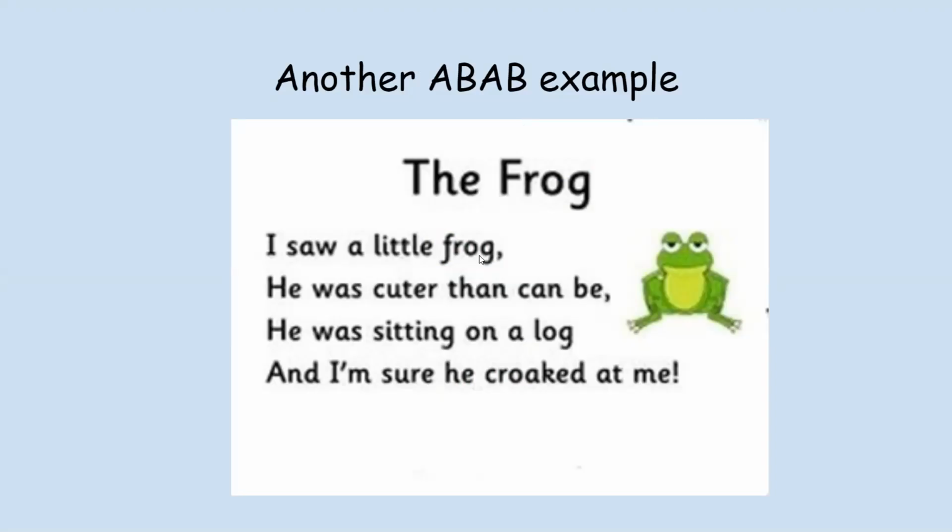Here's another ABAB example called the frog. I saw a little frog, he was cuter than can be. He was sitting on a log, and I'm sure he croaked at me. Once again, ABAB means the first and third line rhyme. So frog rhymes with log, and the second and 4th line rhymes. So that means B rhymes with me.